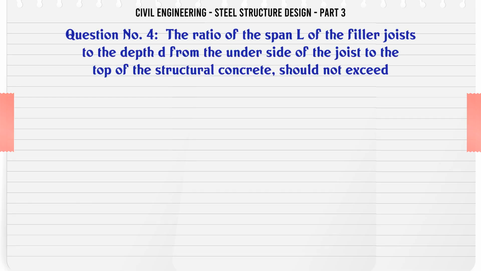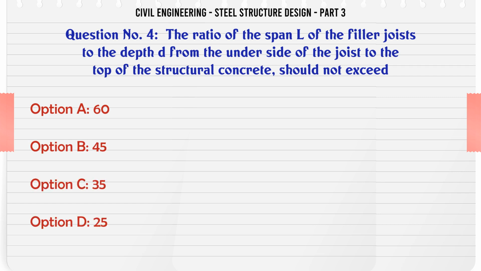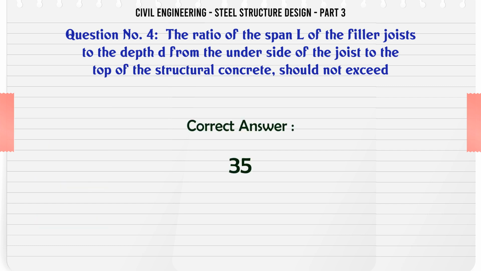The ratio of the span L of the filler joists to the depth D from the underside of the joist to the top of the structural concrete should not exceed: A, 60; B, 45; C, 35; D, 25. The correct answer is 35.